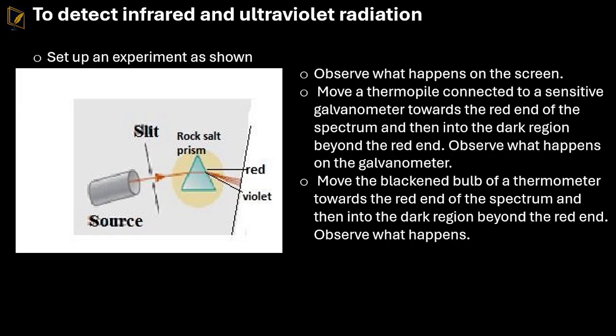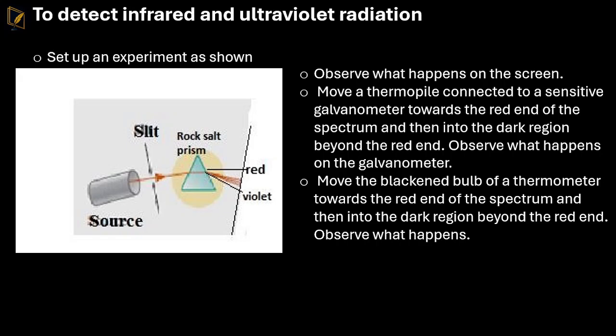Observe what happens on the screen. You just arrange them like this, where you have a slit with a small hole through which the radiations pass, producing a single beam. So observe what happens on the screen. Move a thermopile connected to a sensitive galvanometer towards the red end of the spectrum and then into the dark region beyond the red end.